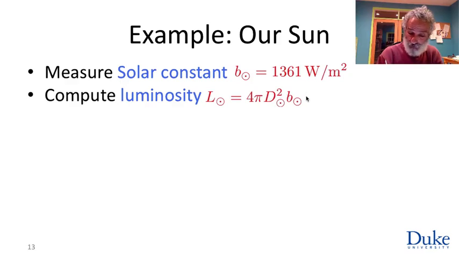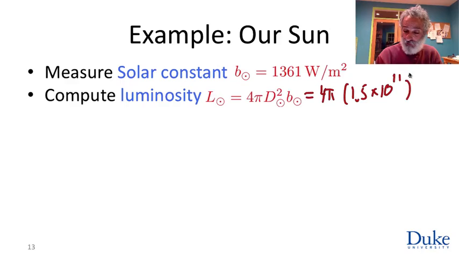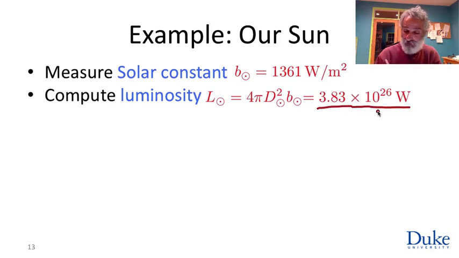And so we put in the numbers. This is 4 pi times 1.5, I'm rounding, times 10 to the 11 meter squared times 1361. And we evaluate the calculation, and you find that the sun is a very bright light bulb indeed. It has a luminosity of 3.8 times 10 to the 26 watts. That's a lot of energy lost by the sun.